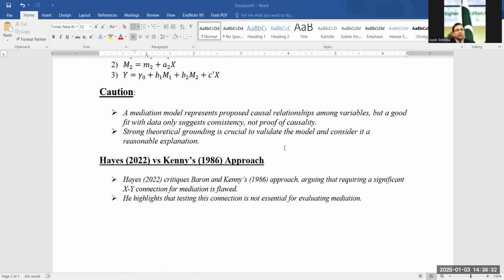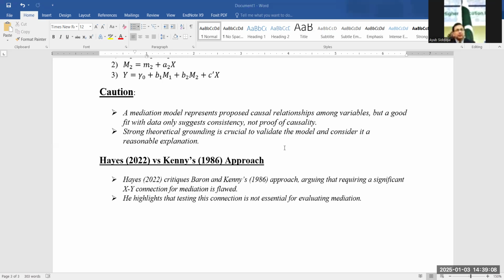But Andrew Hayes criticizes this approach extensively in his book published in 2022. Particularly, according to Andrew Hayes, the Baron-Kenny approach is flawed on the assumption that X must significantly affect Y for mediation to occur. This is quite logical, contrary to the Baron-Kenny approach. Therefore, the estimation of the connection between X and Y is not a relevant requirement for testing the mediation.